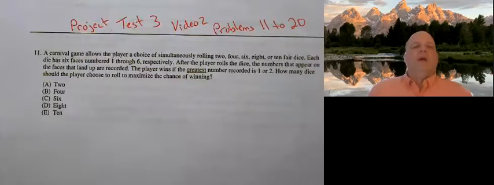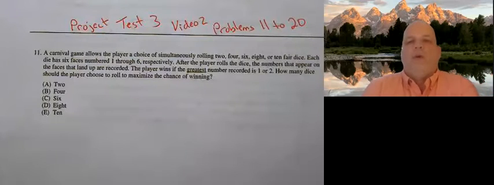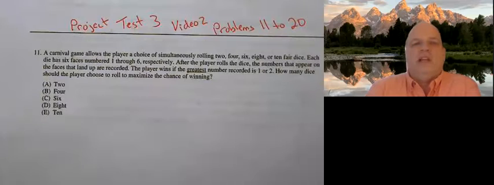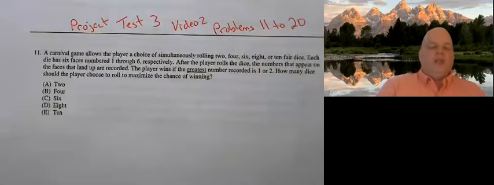A carnival game allows the player a choice of simultaneously rolling 2, 4, 6, 8, or 10 fair dice. Each die has 6 faces numbered 1 through 6. After the player rolls the dice, the numbers that appear on the faces that land up are recorded. The player wins if the greatest number recorded is a 1 or a 2. How many dice should the player choose to roll to maximize the chance of winning?